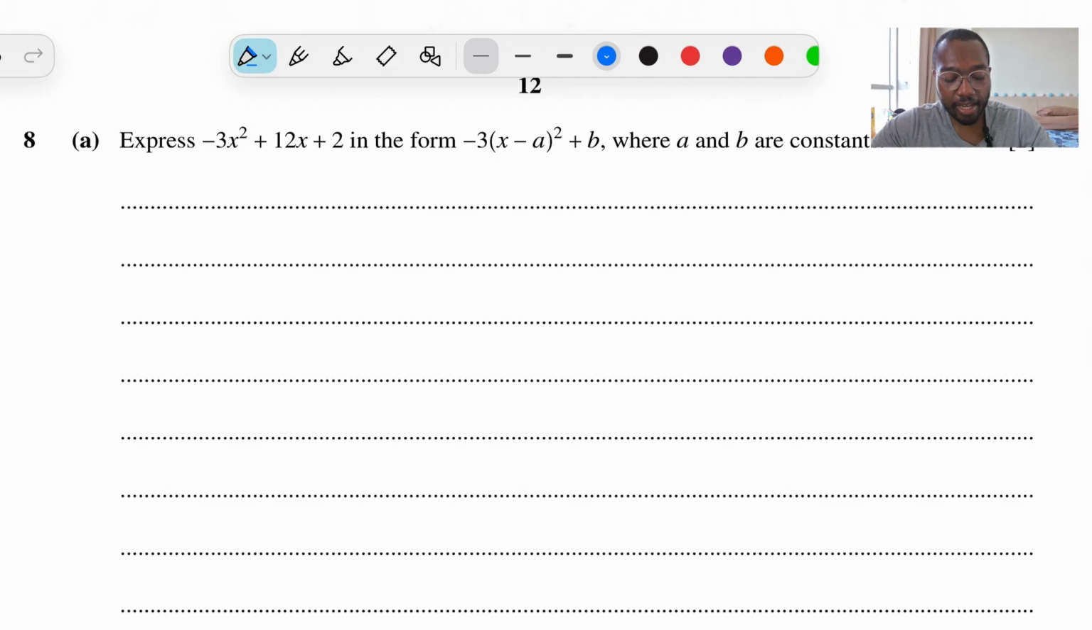So for question 8a, we've got to express minus 3x squared plus 12x plus 2 in the form of minus 3 times (x minus a) all squared plus b, where a and b are constants. So for this question, we just need to complete the square. Fairly nice question. If we take out the factor of minus 3, that will leave us with x squared, then minus 4x. Remember to make your signs the right way. And then we get minus 2 over 3.